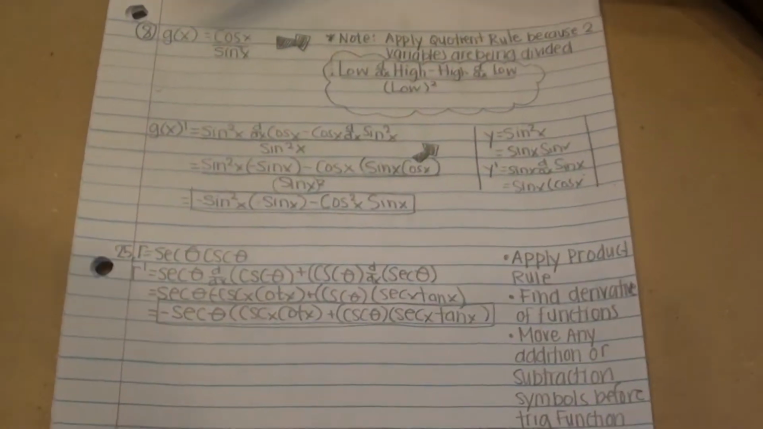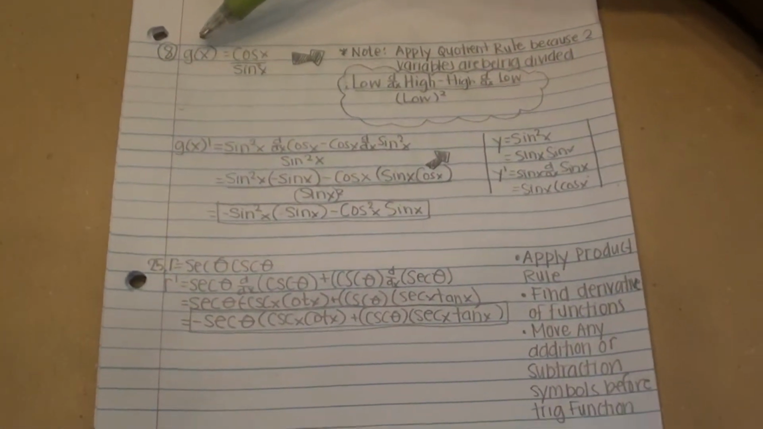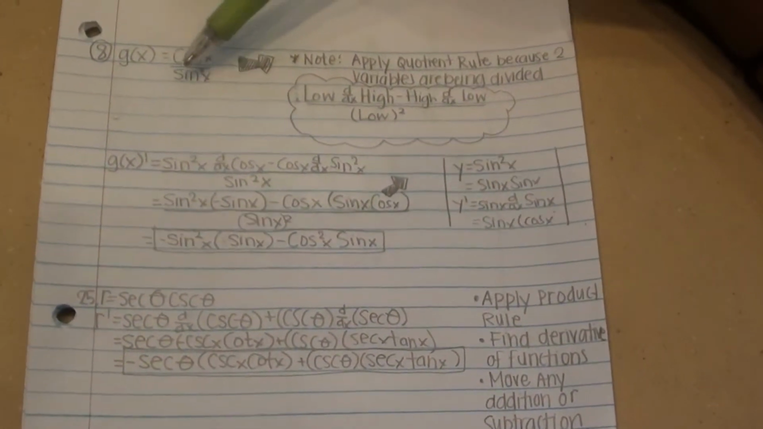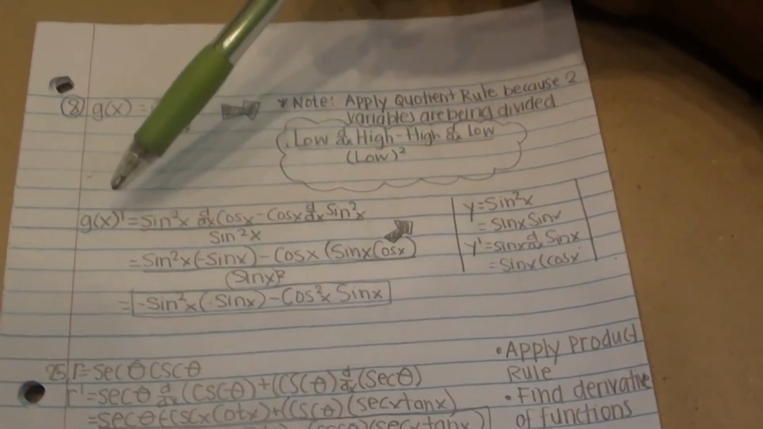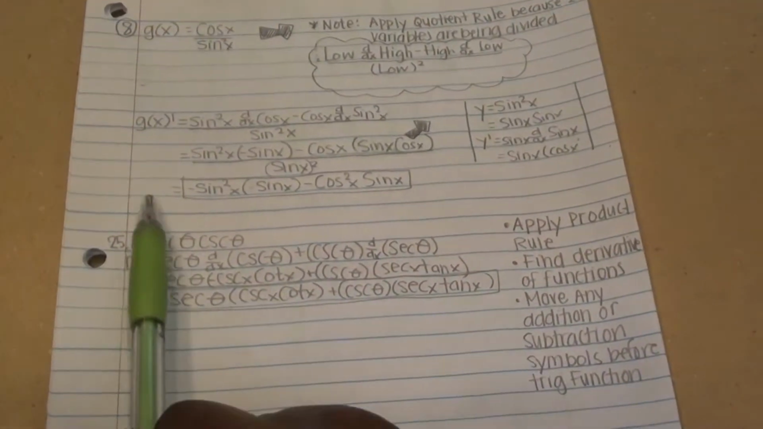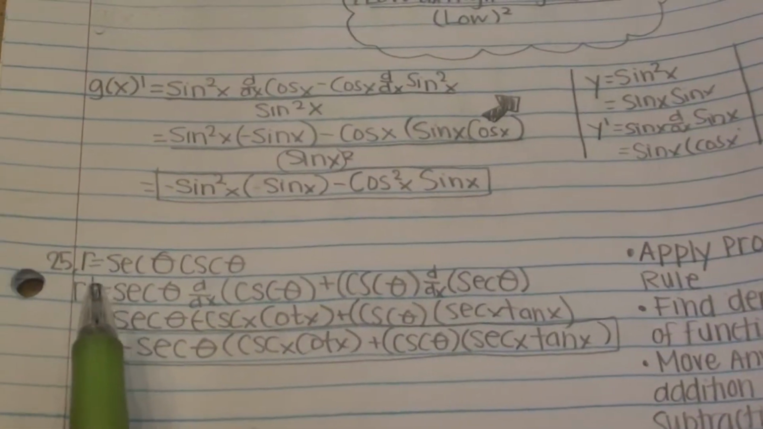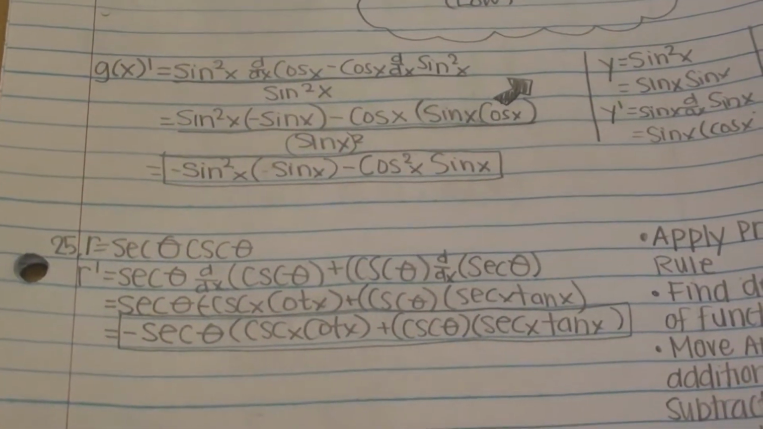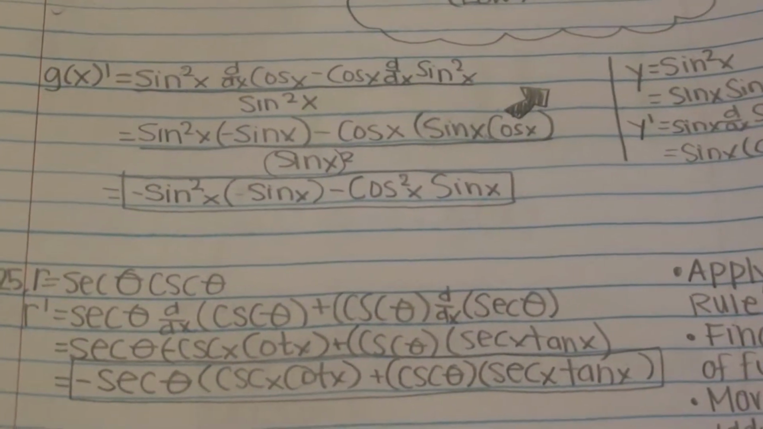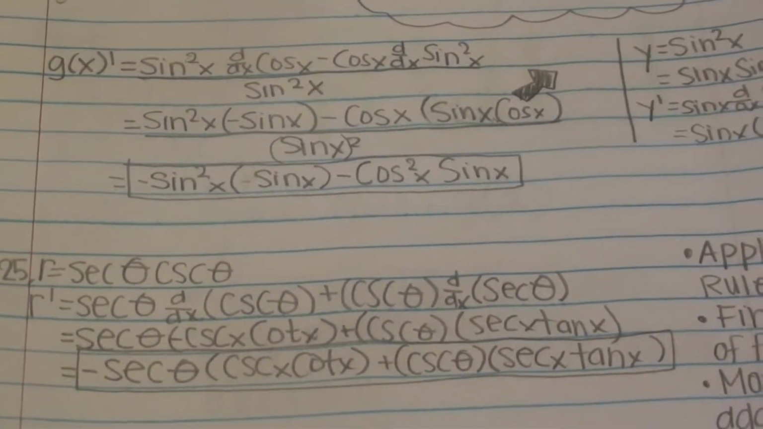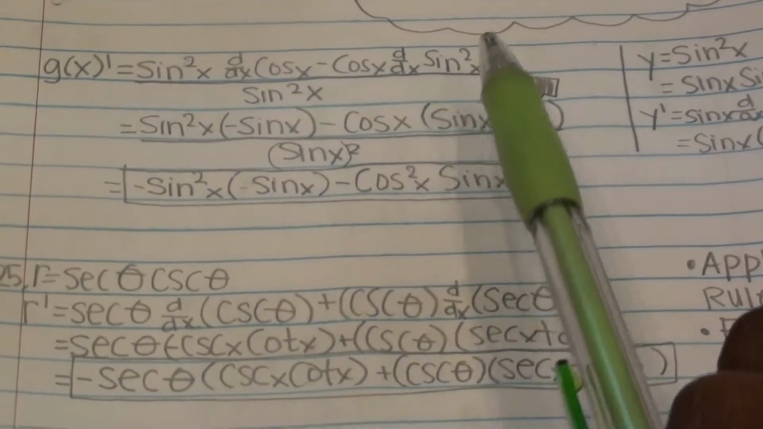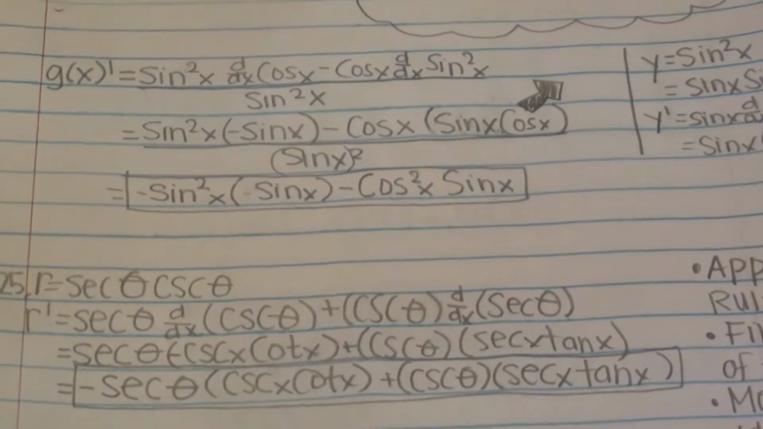Now I'll be doing example 8, which is g of x equals cosine of x divided by sine squared of x. So in order to find the derivative, I have to do g prime of x, which is sine squared of x times the derivative of cosine of x minus cosine of x times the derivative of sine squared of x all over sine squared of x. Here I am applying the quotient rule.